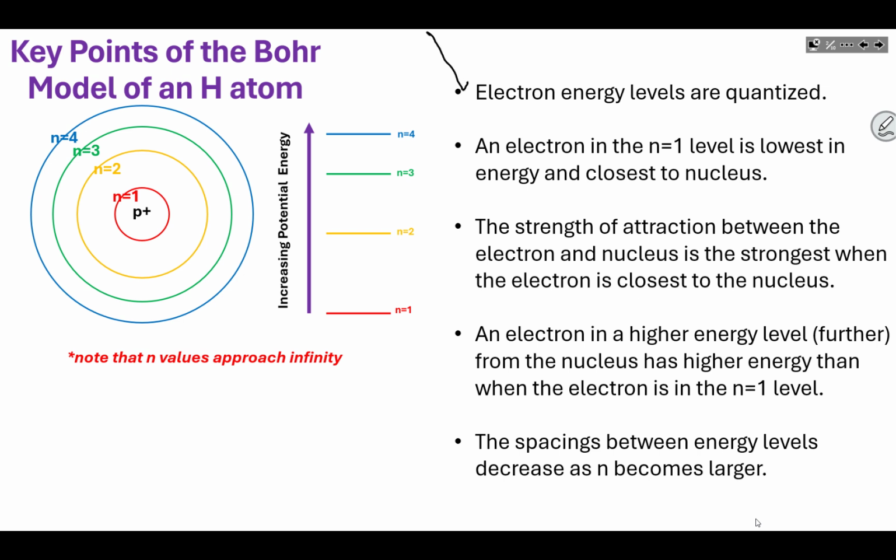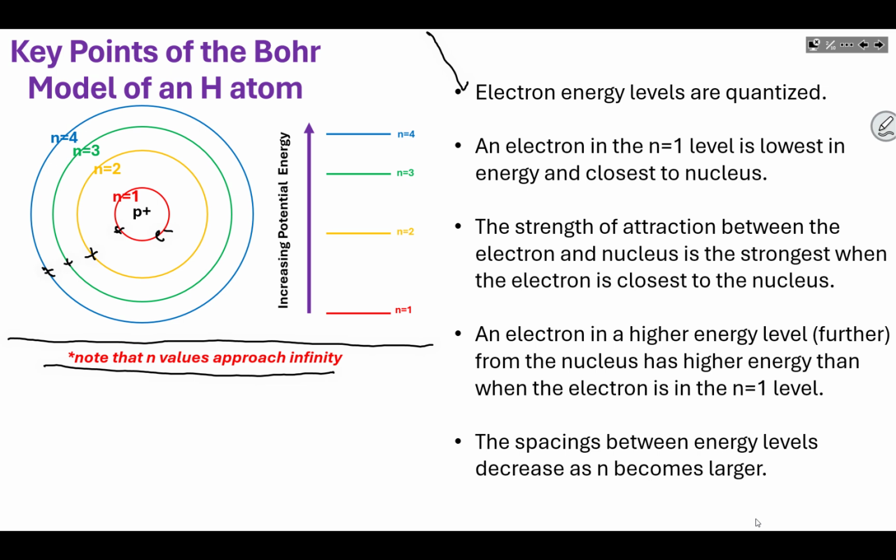So, here I am showing kind of a depiction of an H atom. And in its lowest energy state, we're going to have an electron in that n equals 1 level. And electrons can reside only in certain levels. So they can reside in n equals 1, n equals 2, n equals 3, n equals 4, n equals 5, n equals 6, n equals 7. No, they don't stop at 4. In fact, the n values do approach infinity.